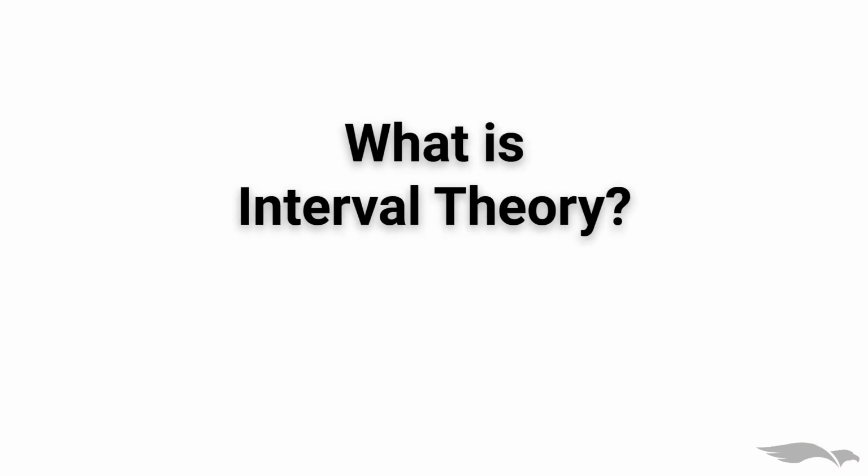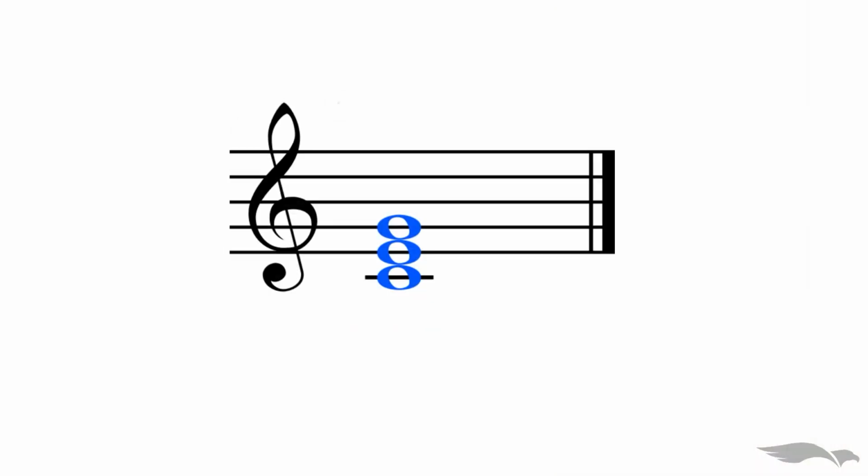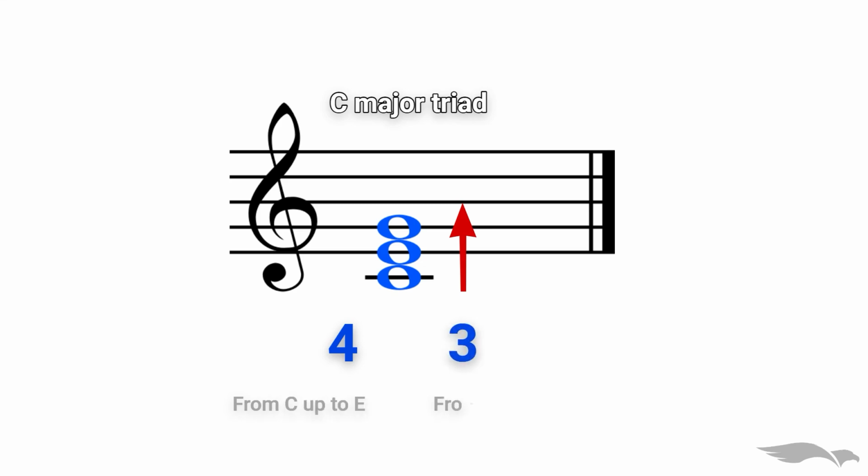Interval theory. Instead of getting caught up in scales and traditional harmony rules, interval theory is about the distance between notes. We measure these distances in half steps or chromatic steps, which works for chords and melodies. When looking at notes vertically, like in a chord, we always start from the lowest note and count up. If there are multiple intervals stacked, we just add them together using a plus sign.